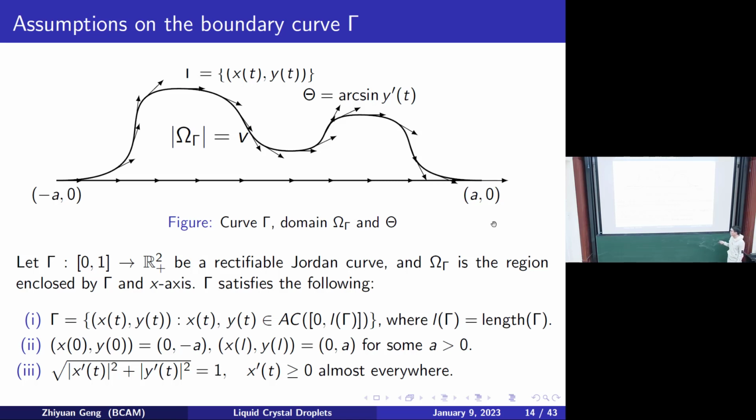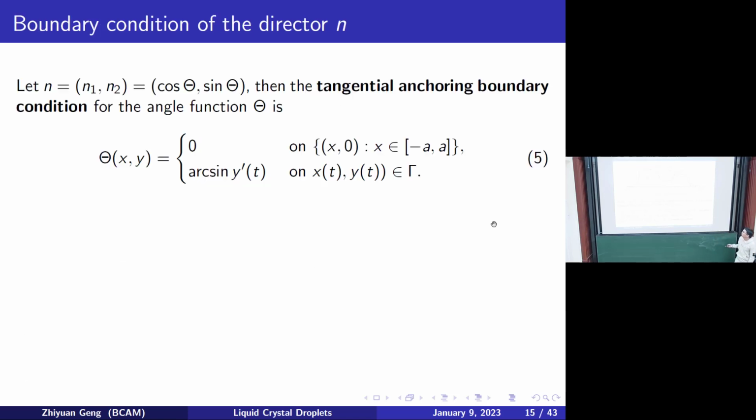This is an extra assumption because in mind we have this particular shape of the tactoids. So in the assumption we want this curve to stay close to this shape of the tactoids. So now this is our assumption on the curve. Then in the director field n, we have the tangential anchoring boundary condition, which can be given by this, because we have the arc length parametrization of the curve gamma. So on the boundary it is given by the arc of y prime, and on the x-axis it is just 0 by the symmetry assumption.